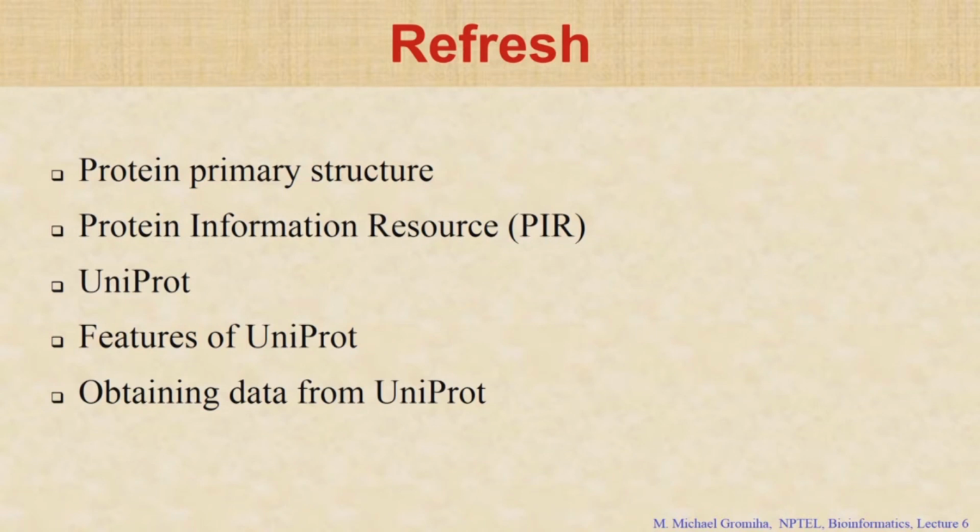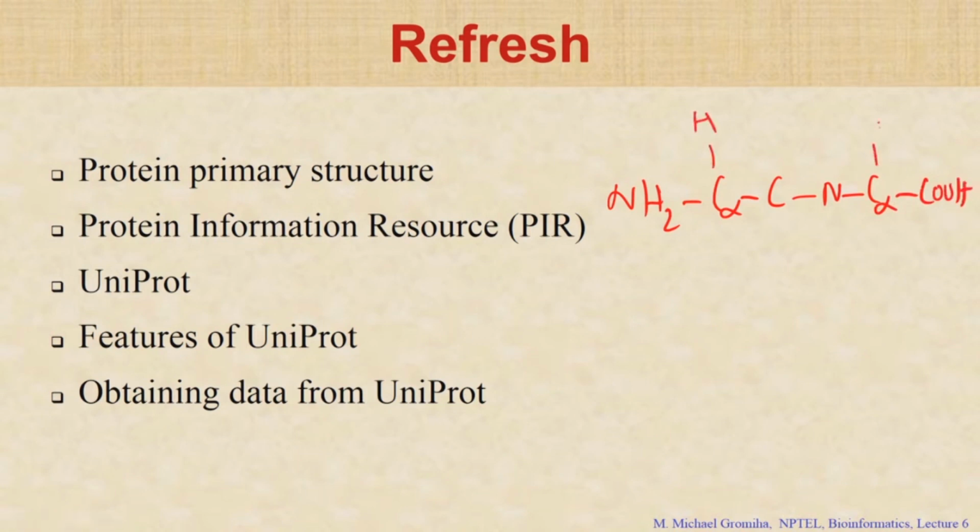What did we discuss in the last class? Protein primary structure. What is the primary structure? It is the linear sequence of the protein. Here the main chain is the same and the side chain is different. If you see, you can see NH2, C alpha, C, N, C alpha, COOH. Here you have the hydrogen and the R group.